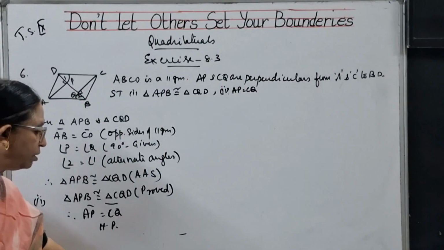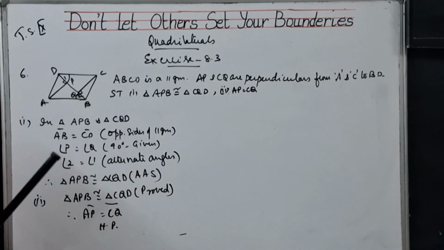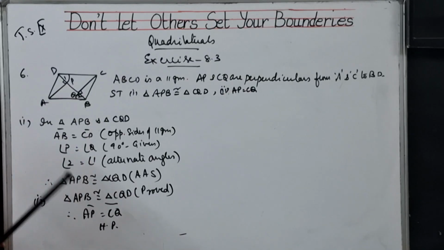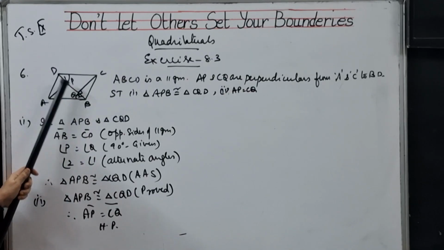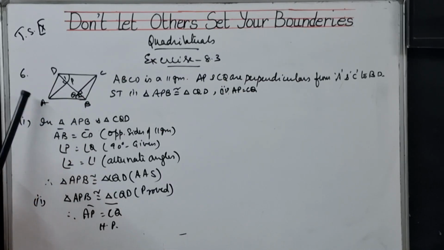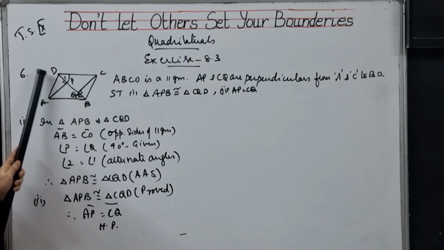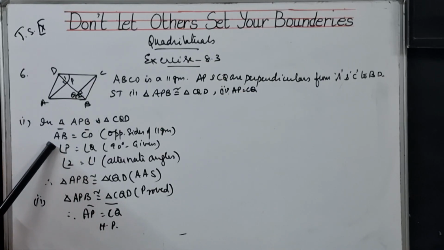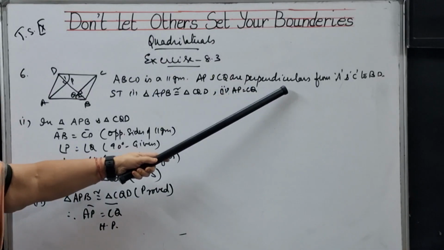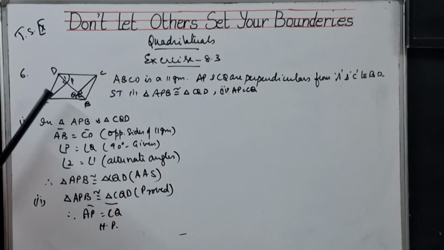Please note it down. Listen. ABCD is a parallelogram they have given. AP and CQ are the perpendiculars to BD. So we need to prove that triangle APB is congruent to triangle CQD. AB is equal to CD because they are opposite sides of the parallelogram. And angle P is equal to angle Q. They are 90 degrees, that is given to us because they said they are perpendicular. Perpendiculars means 90 degrees. And in APB, angle 2 is equal to angle 1.